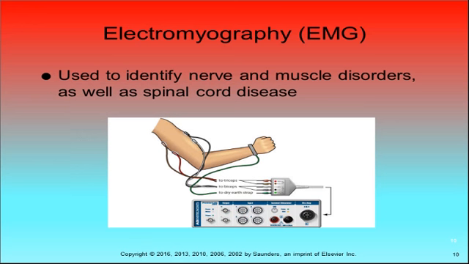An EMG is a nerve conduction study. It basically is used to identify nerve and muscle disorders as well as spinal cord disease. And this is a picture of how they will attach the electrodes to the specific person, and then it transmits these little electrical pulses through the nerve and the muscles. And it's not painful, but it is very uncomfortable for the patient.